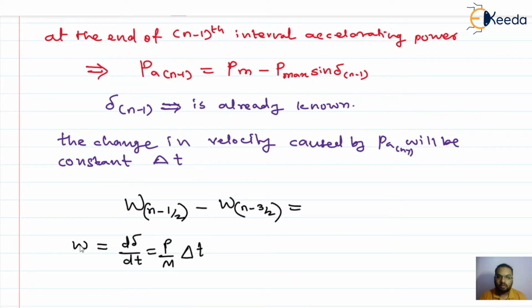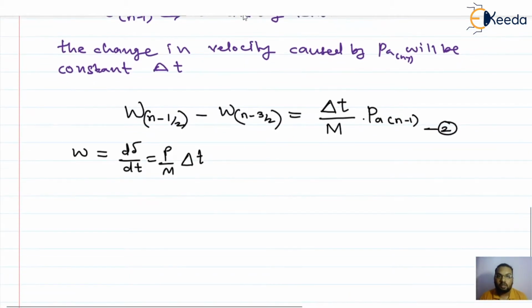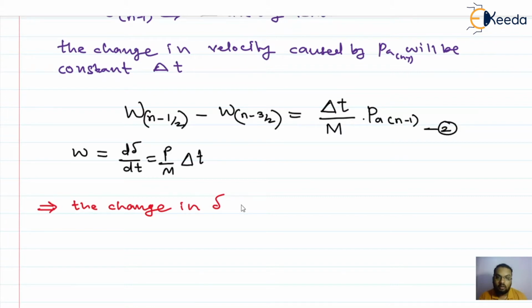So I can write this change in velocity as the time interval delta t upon M into the accelerating power Pa in the n minus 1th interval. Call this equation number 2. Now again, in this n minus 1th interval, what will be the change in the rotor angle? I am interested to know the change in this delta angle in the n minus 1th interval.